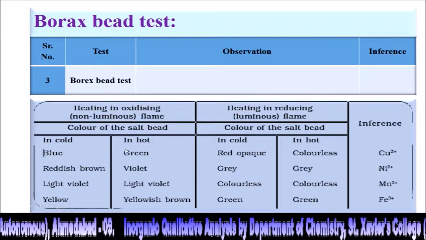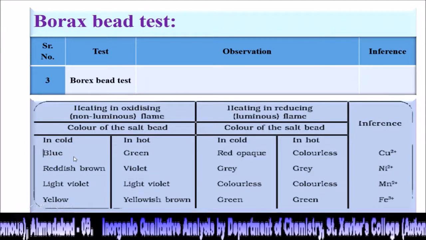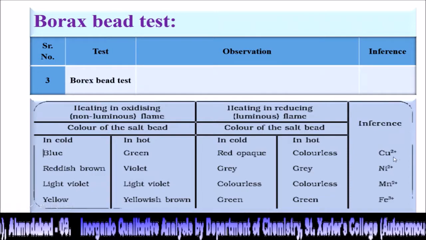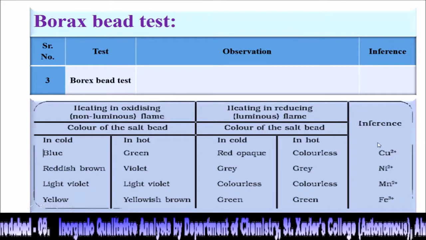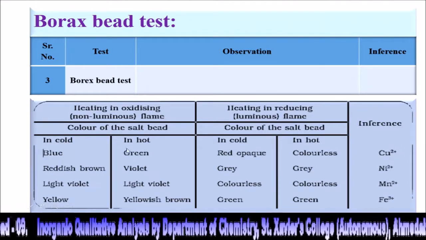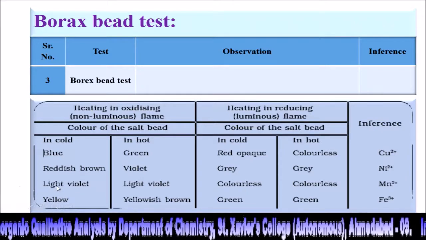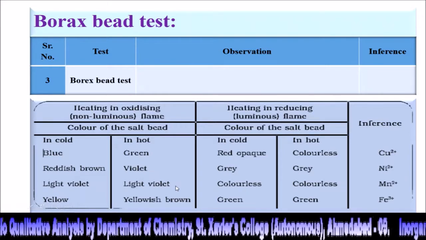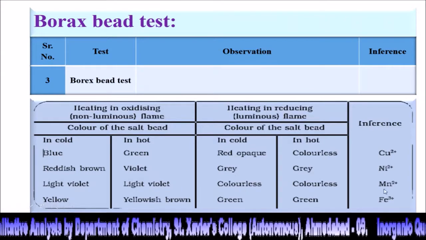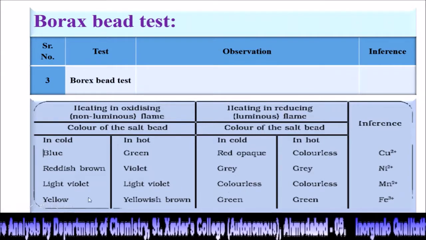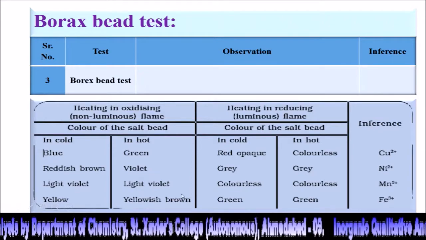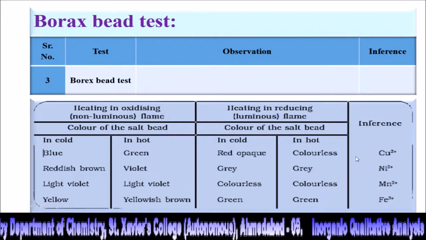In the oxidizing flame, in cold and hot, if you have a blue or green color, we can recognize that the compound would be copper. If the bead color is reddish brown or violet, it would be nickel. If the bead color is light violet both in cold and hot, we are going to get manganese, and if it is turning yellow or brownish yellow, it would be ferric.